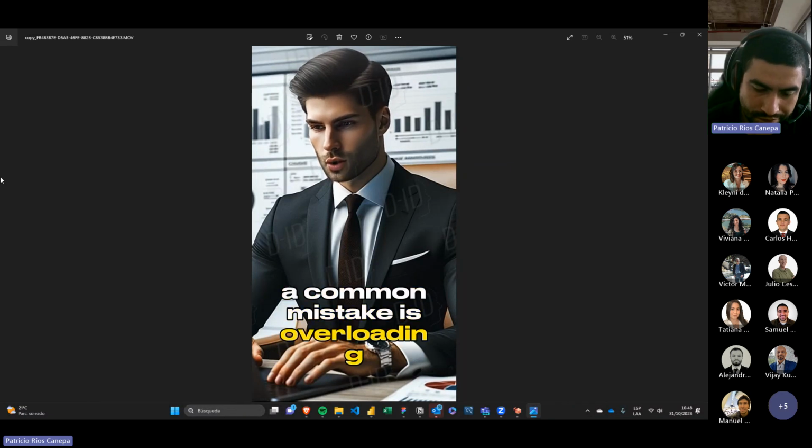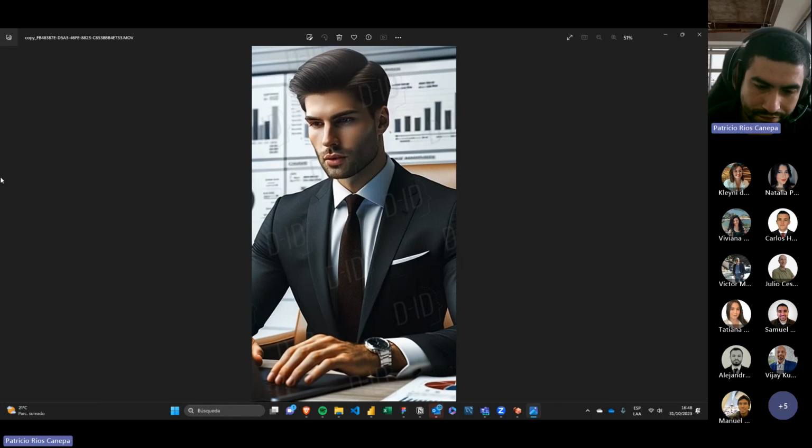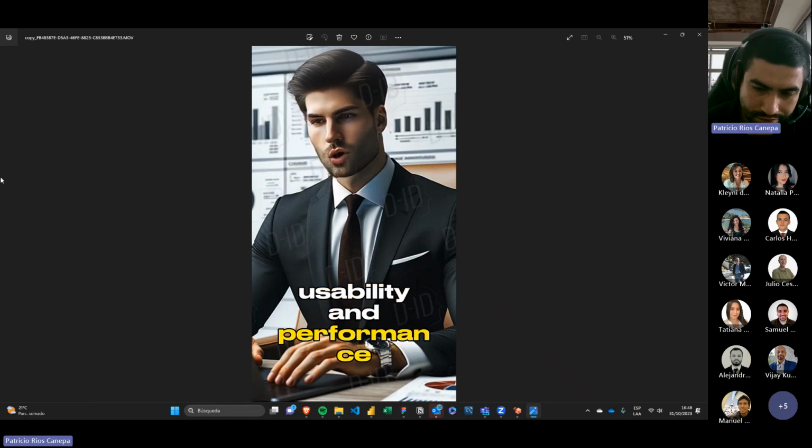A common mistake is overloading the dashboard with too much information. Remember, the goal is insight, not information overload. A quick tip: always test your dashboard. Gather feedback, refine, and optimize for usability and performance.